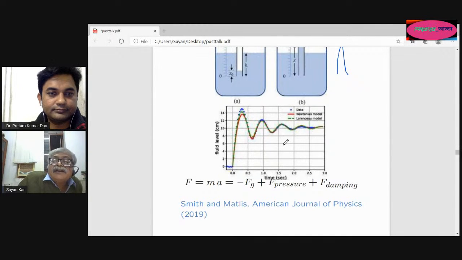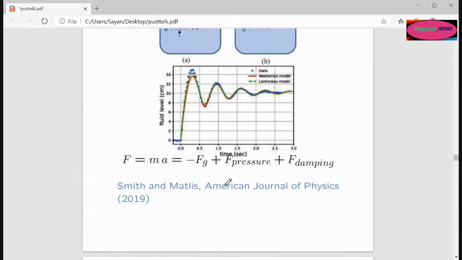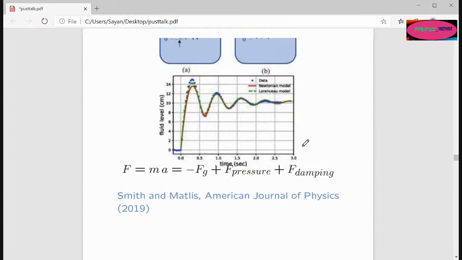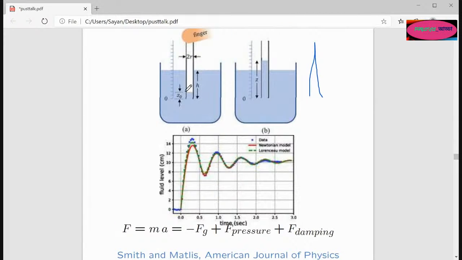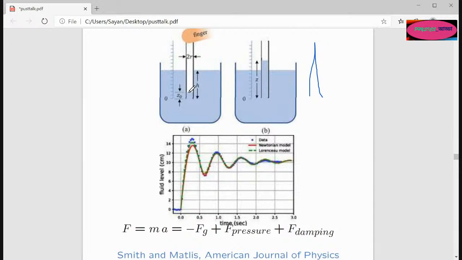So you can build a model based on Newtonian mechanics. The basic physics of the model is just the fact that there is a gravitational force, there is a pressure force, and there is a damping force. And if you solve this equation with appropriate models for each of these, then you can model the motion of the surface of this fluid inside the straw and its oscillatory motion.